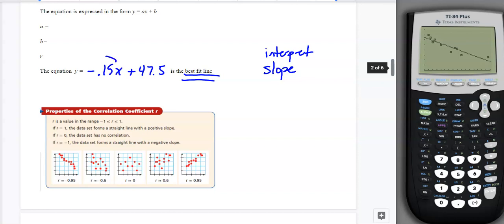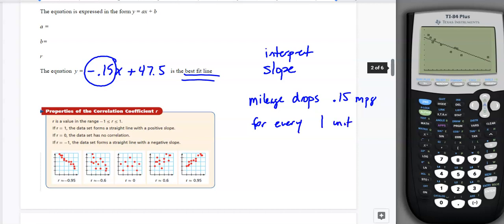Well, this slope basically says that since it's negative, and we're talking about the y values here, it looks like our gas mileage drops 0.15 miles per gallon, 0.15 mpg, for every 1 unit of horsepower. That's how you interpret that. Every time you add a horsepower, you drop down about 0.15.